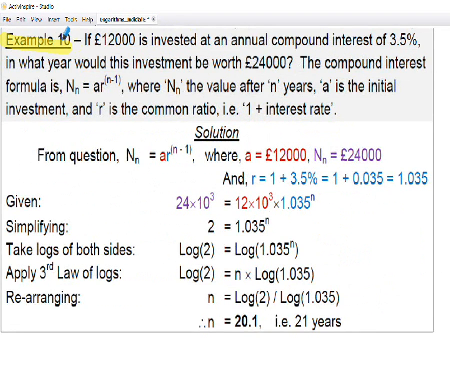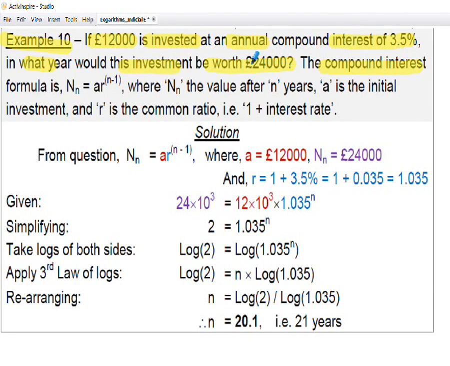Example 10, a descriptive question. If £12,000 is invested at an annual compound interest of 3.5%, in what year would the investment be worth £24,000? In other words, have doubled.